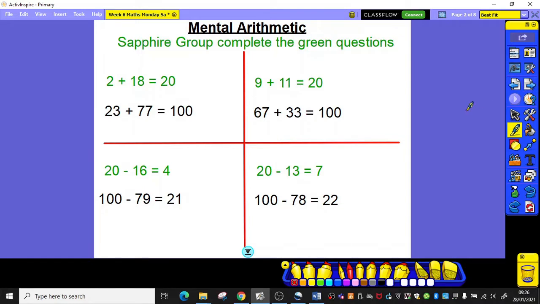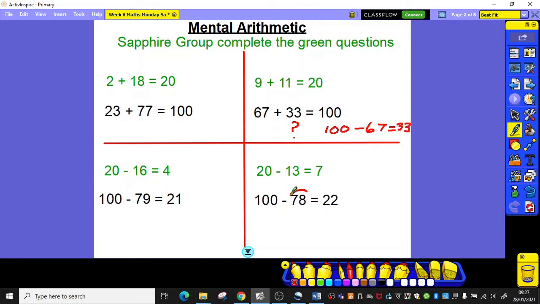As you're marking, let's unpick a couple of the questions that you've done. Here, initially you had 67 add something is 100. As we're above 50, I'd be choosing the strategy just to count on from 67 up to 100. 67 add 3 is 70, add 30 more gets me to 100. So I added 33, hence that's my answer. Equally, you could have used the inverse and done 100 subtract 67. That would have also given you the answer. 100 take 60 is 40, take away 7 means you're at 33.